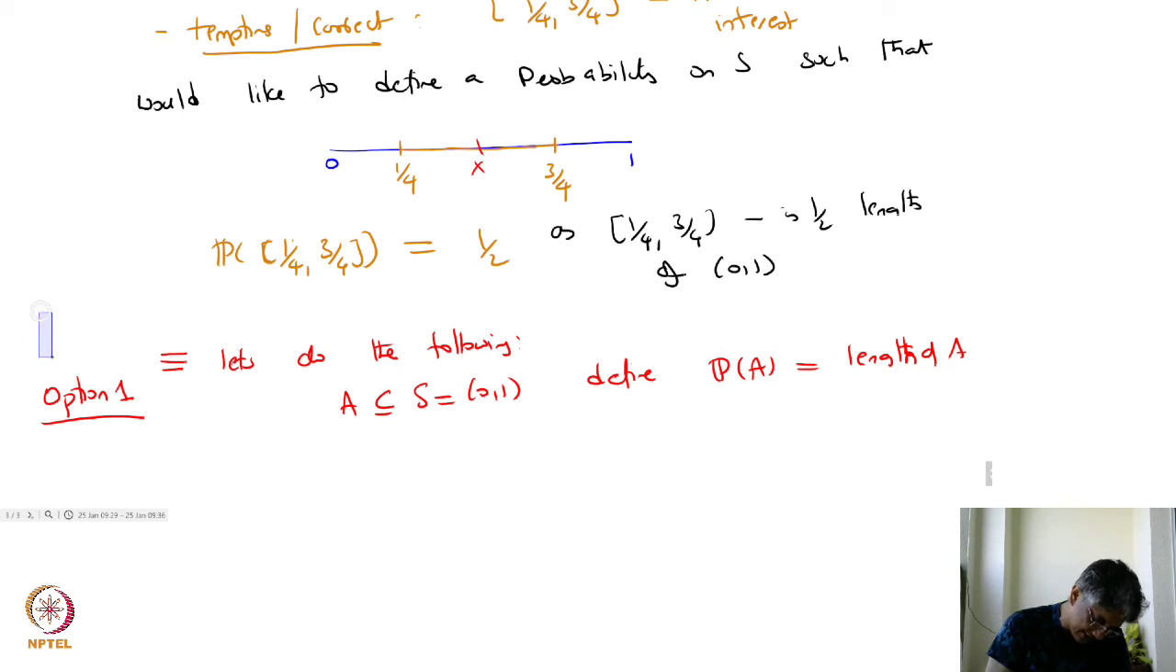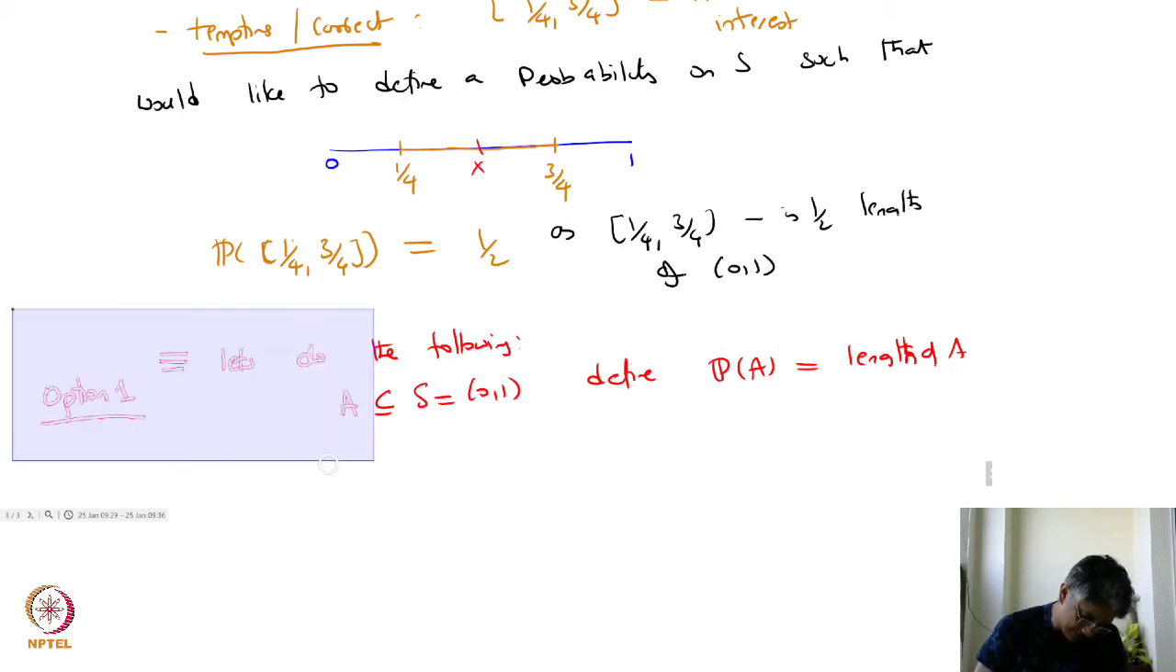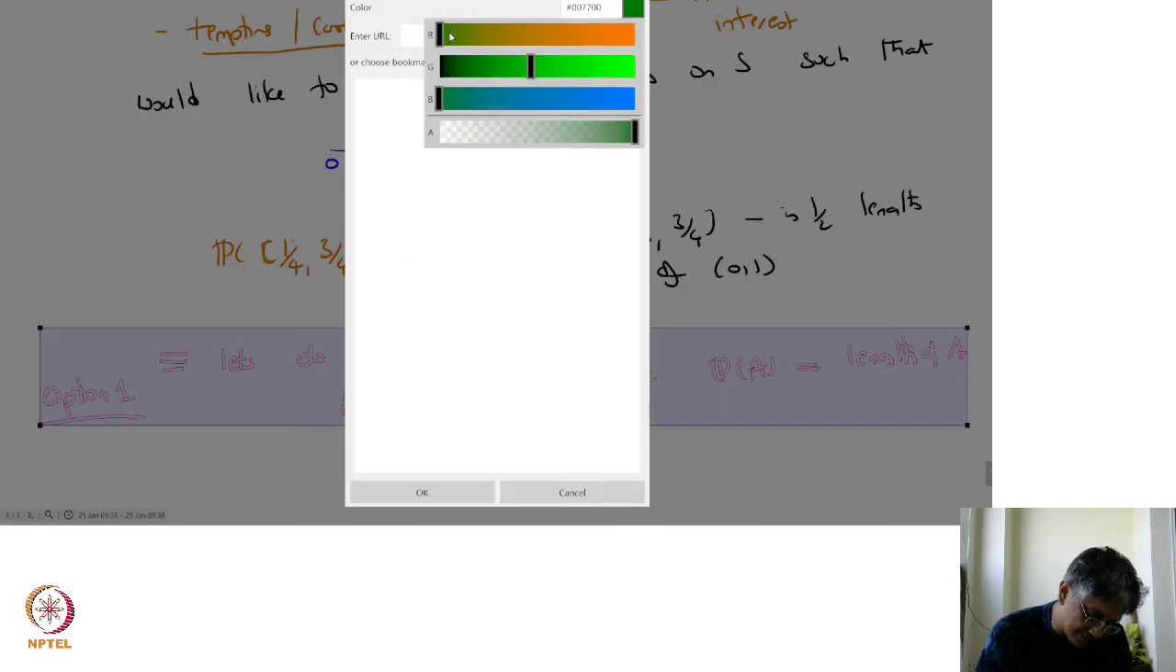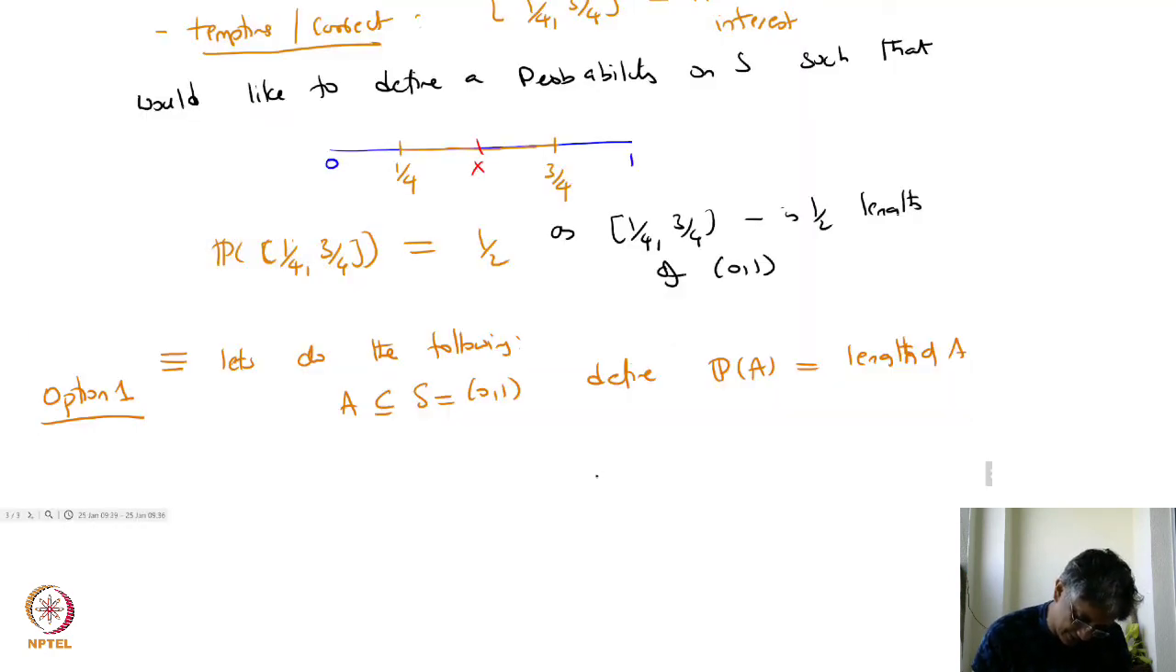Maybe I should just write this in a different color so I can write the red properly. Very nice. You can do this. Very good. Let me get this to this color. Very nice. Okay. So this is one option. Option 1 is this.